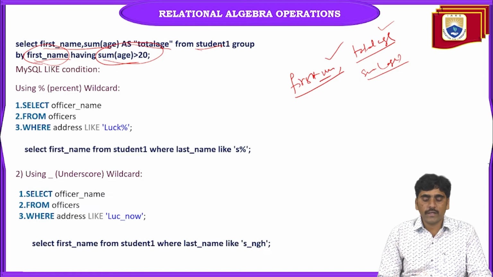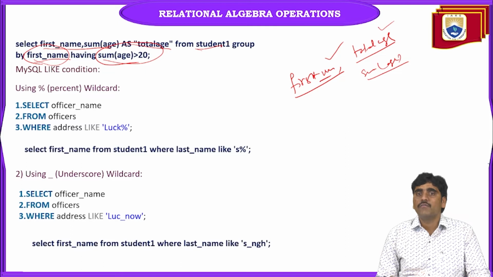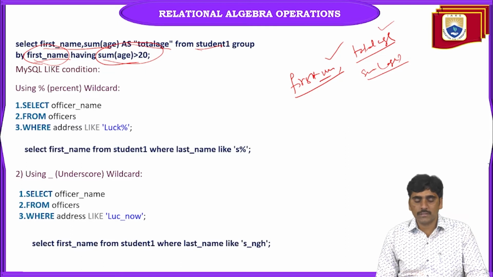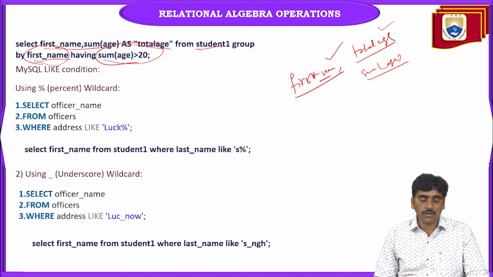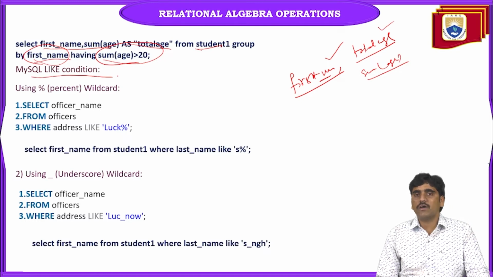So this is the way we can use the HAVING clause, GROUP BY clause, and ORDER BY clause. The only thing to mention is that the result is displayed on a filter basis. That's why you can say these are all filter operations also. And the next one is what? Division operators.